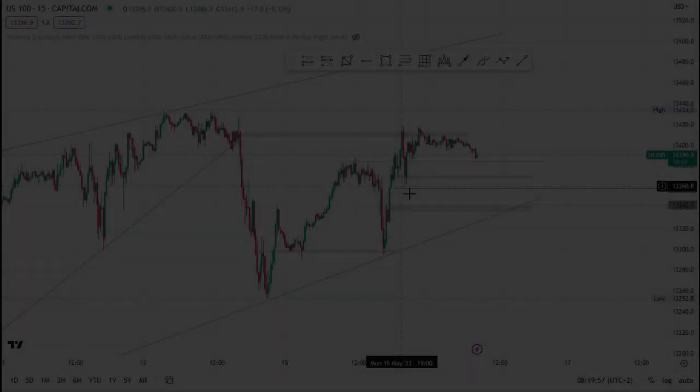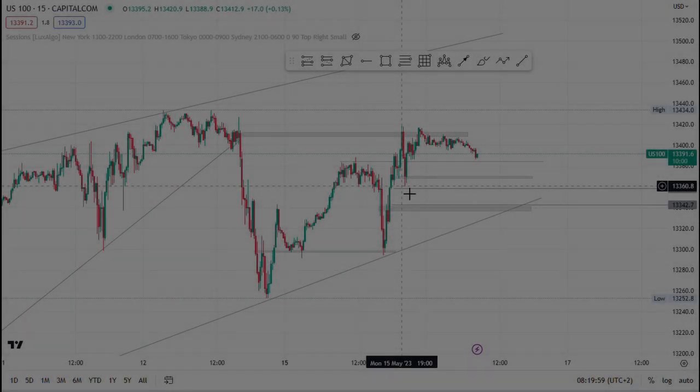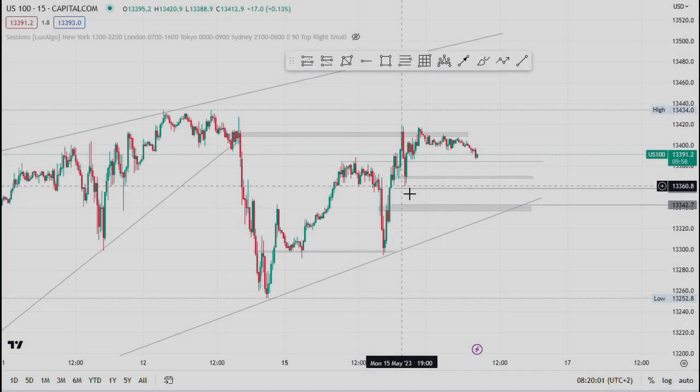So today I'm going to be doing a quick market overview on indices, currencies and cryptocurrency. Also metals, because there's a trade that I was looking at on gold in particular. But now we're going to start off with Nasdaq. This is the 15-minute chart, as you can see.